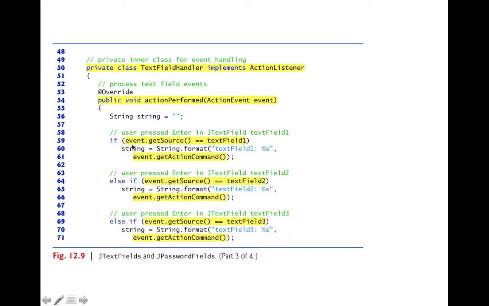So first we're going to test to see if event.getSource is equal to text field 1, text field 2, text field 3. Hey, this is bad, man. What's a better method to do this? It's only one thing we're testing: event.getSource, event.getSource, event.getSource. What's a better decision structure?